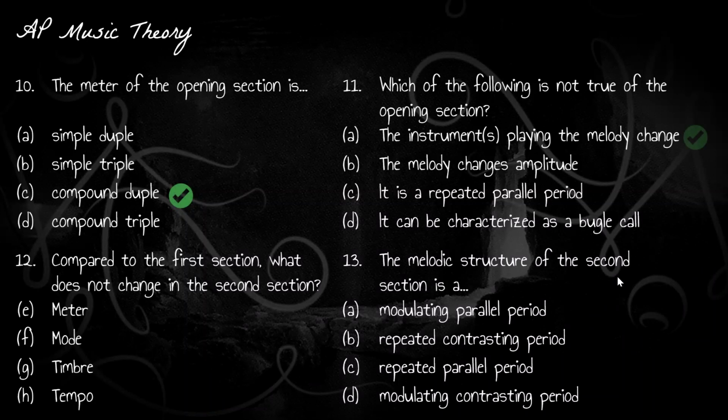Here we have the correct answers. 10. The correct answer is C. The meter is compound duple, 6/8 time signature. The correct answer for 11 is A.